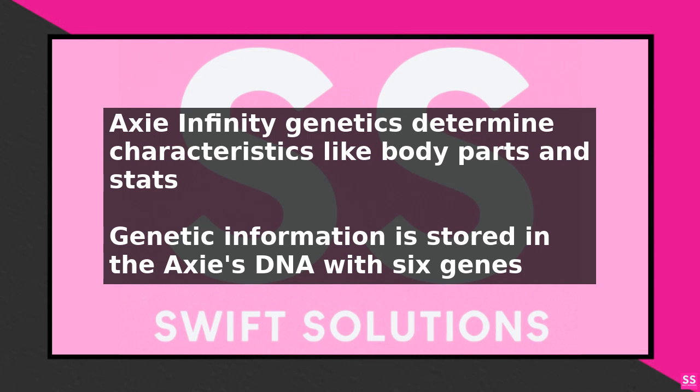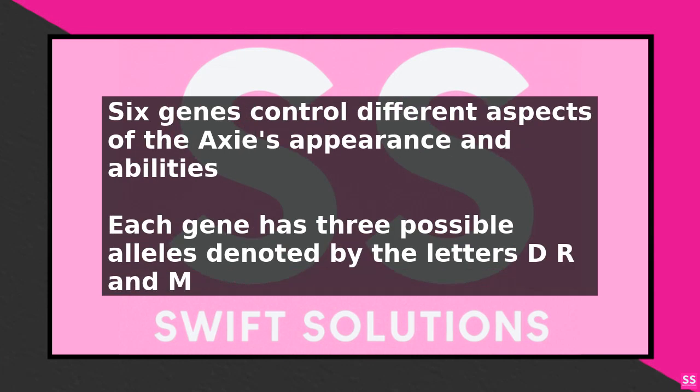In Axie Infinity, each Axie has a unique genetic makeup that determines its characteristics, such as its body parts, stats, and abilities. The genetic information is stored in the Axie's DNA, which is made up of 6 genes, each controlling a different aspect of the Axie's appearance and abilities. The 6 genes are eyes, ears, mouth, horn, back, and tail.